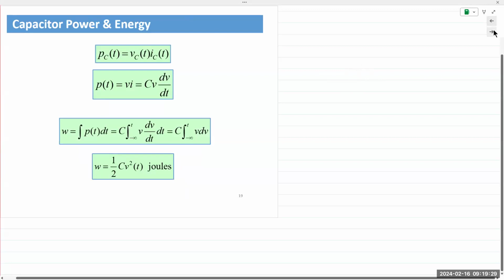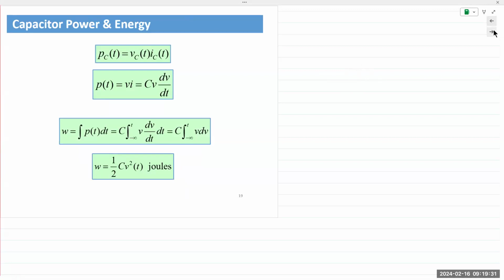Power and energy, again, same functions. Electrical power is given by the product of the voltage and current. So you simply plug in the values for the voltage and current in there, and you obtain P. Power for a capacitor is CV dV over dt. Voltage times current, you plug in the equation for the current, and you get CV dV over dt.